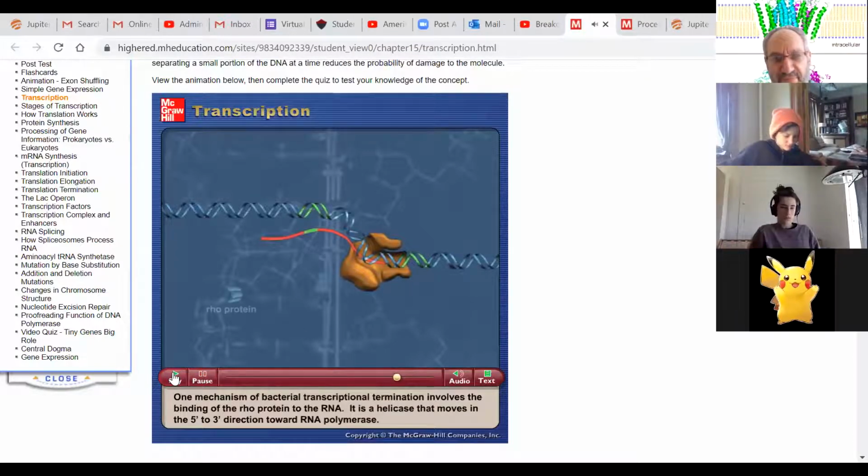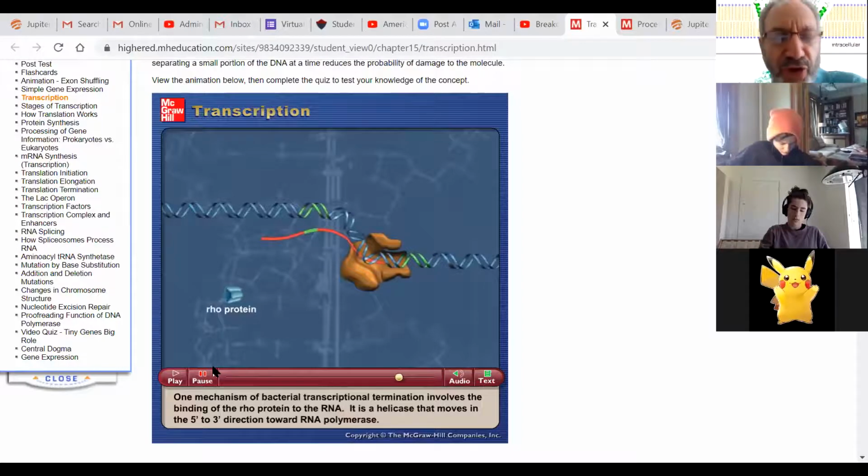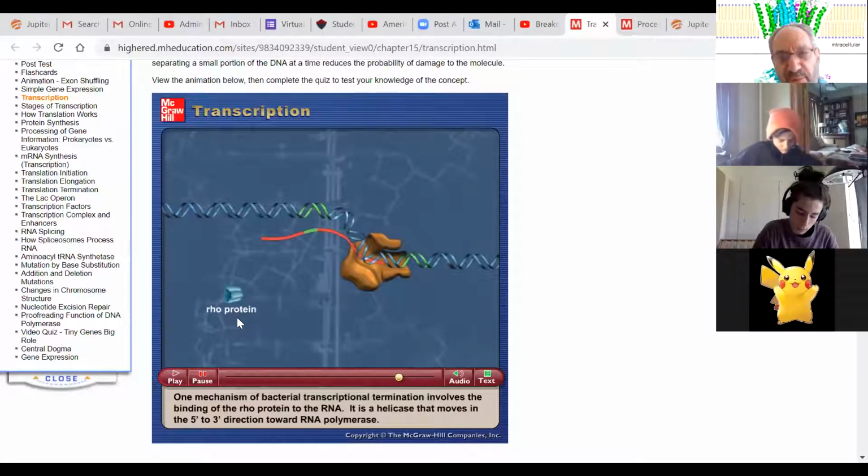This involves the binding of the Rho protein to the RNA. It is a helicase that moves in the 5' to 3' direction toward the RNA polymerase. So let me back that up again. This is called the Rho protein. And the Rho protein is what's going to be responsible for termination. And we want to make a note that this is a helicase. This is a helicase, which means what? Which means that it breaks the hydrogen bonds between any double-stranded nucleic acid. Okay, so now let's see what happens here.